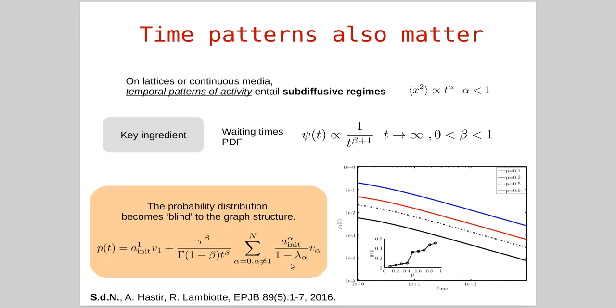So what is interesting in this calculation is that when you blend the graph structure and the temporal behavior through this waiting time PDF, you obtain that the time dependence is outside the graph dependent term, and therefore all the graph impact in the PDF is basically independent from the time behavior.